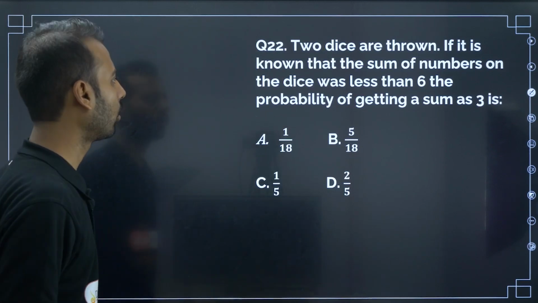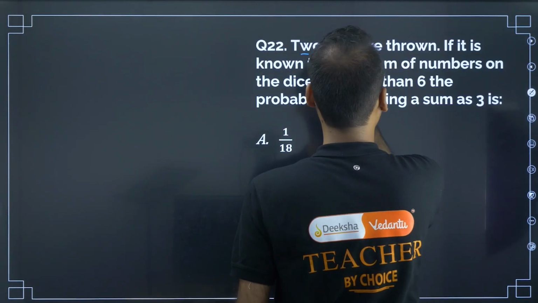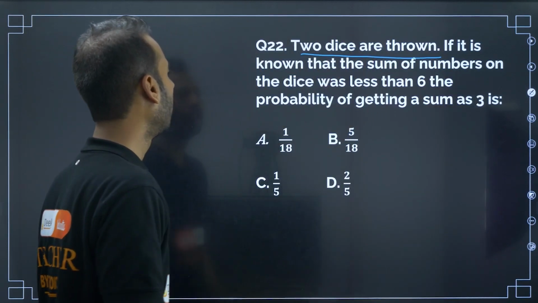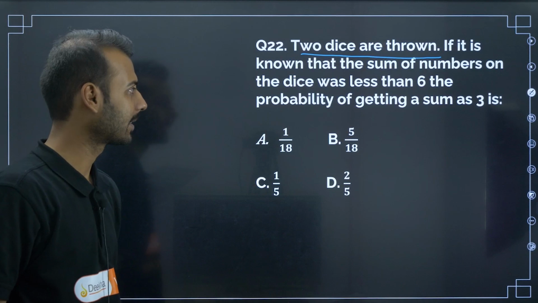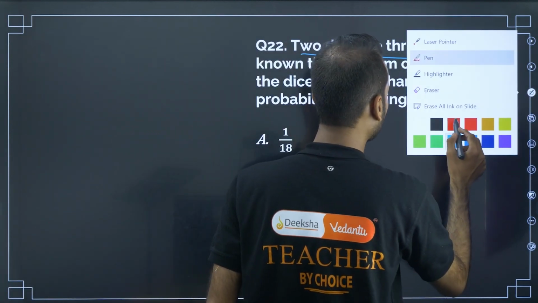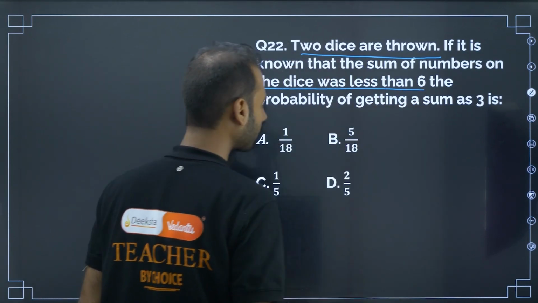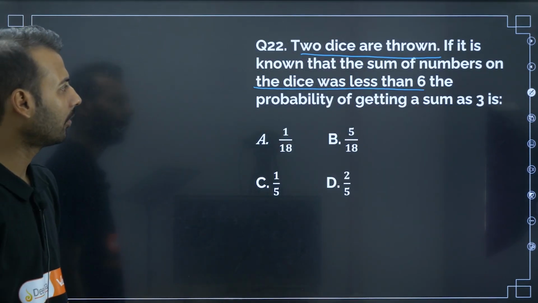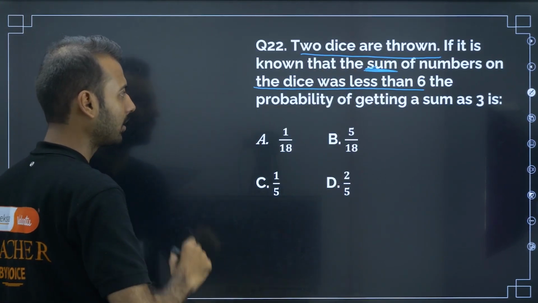2 dice are thrown. If it is known that the sum of numbers on the dice was less than 6, the probability of getting sum as 3 is. So, the number was less than 6. Probability of sum of numbers on the dice was less than 6.